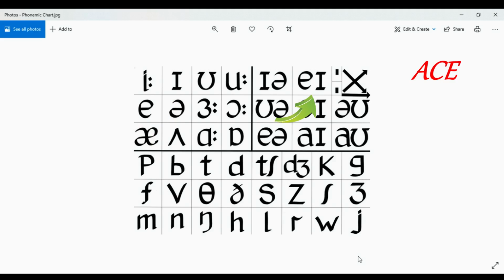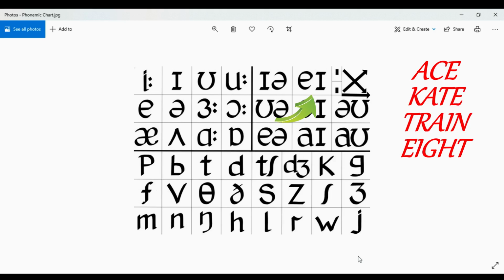as in ace, Kate, train, 8. In a standard British English accent, you should feel your mouth move as you produce this sound. Ace, Kate, train, 8.